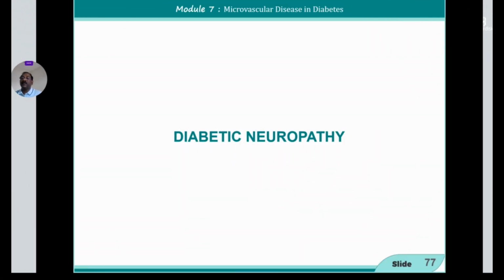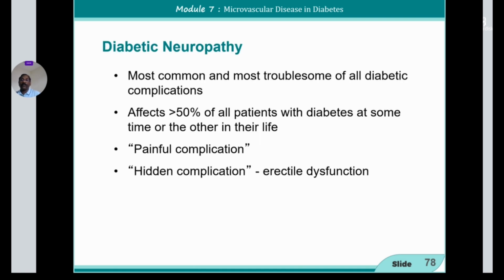Respected doctors, in the next few minutes we will discuss diabetic neuropathy. You all know the different complications of diabetes, both microvascular and macrovascular. Diabetic neuropathy is the most common and most troublesome of all diabetic complications. It affects more than 50% of all patients with diabetes at some time or other in their lifetime. So it is one of the commonest complications of diabetes.